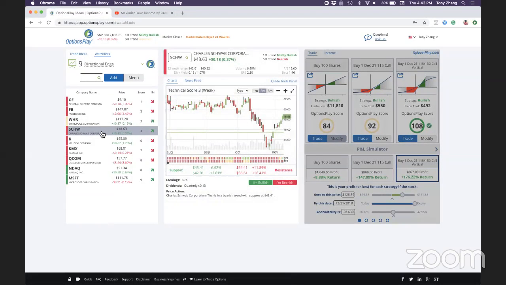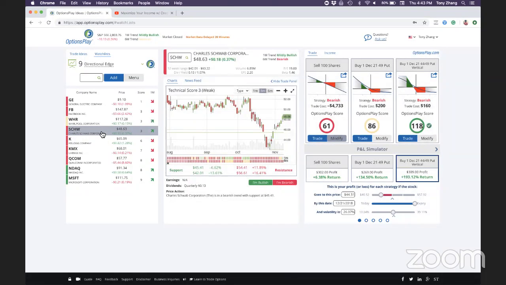And I can tell you that just by looking at a watch list. I don't even have to pull up the chart. I can get a sense for what's going on. That's how powerful the watch list here at Options Play is. I really utilize it every single day to find potential opportunities.